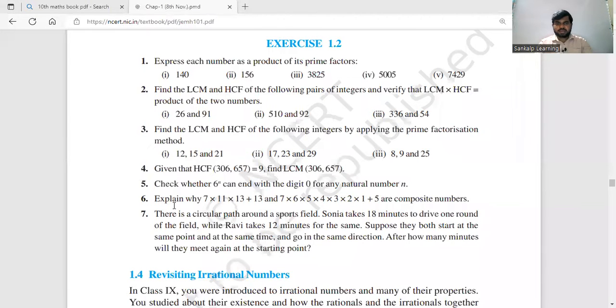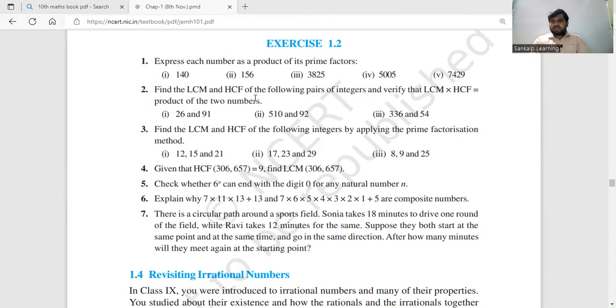Hello students. So let's continue with the next problems in the second exercise. So the next question: find the LCM and HCF of the following integers by applying the prime factorization method.